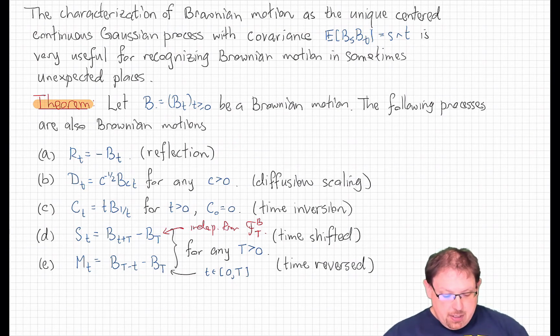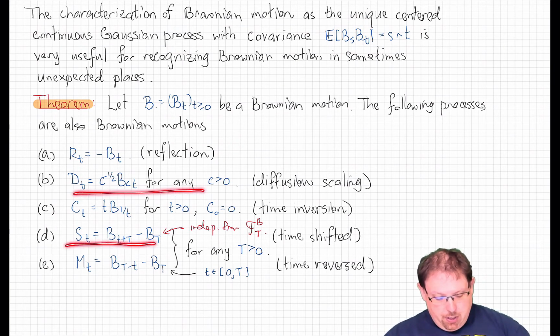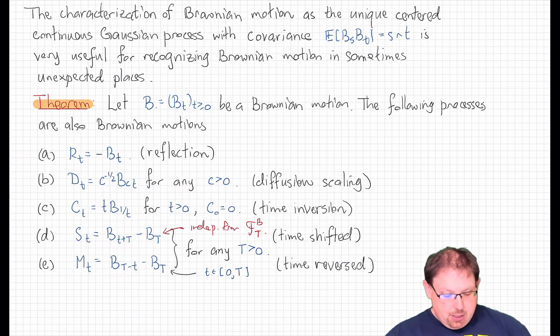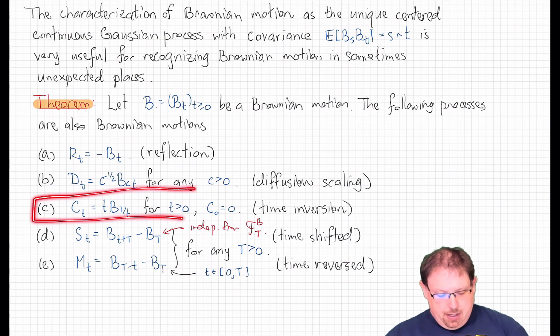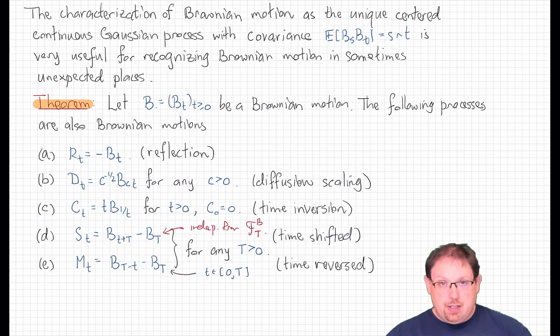And I'm going to leave it to you to do these ones, which are almost as easy. In each case, it's very simple to see that the process is continuous and centered and Gaussian, since they are linear combinations of other Gaussian processes. The only one that takes a little bit of work to really see is example C here, time inversion. So let's work through the details of that one.